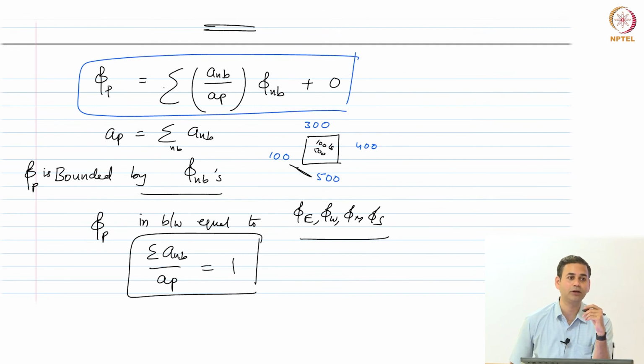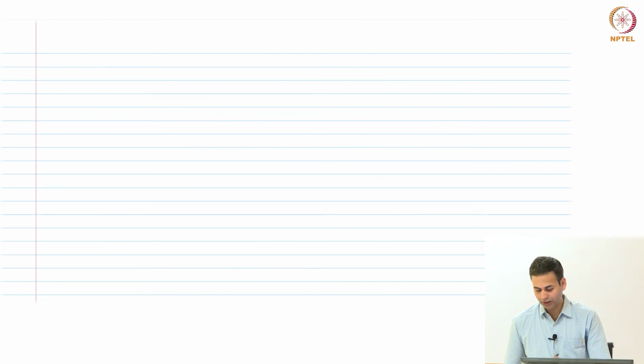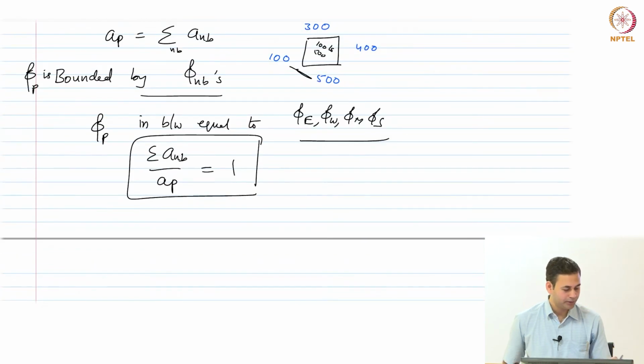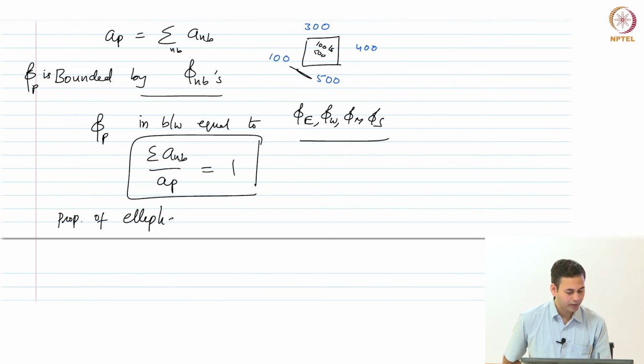Now, this is another property of the elliptic equations, right, because you have this smoothness, as a result of which in the absence of source terms, your solution should be bounded by the neighboring values. You cannot all of a sudden get some other value which is unphysical, okay. So, these are the two properties of elliptic equations which are now satisfied by the discrete equations that we have developed, okay.